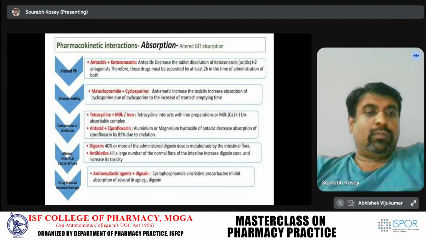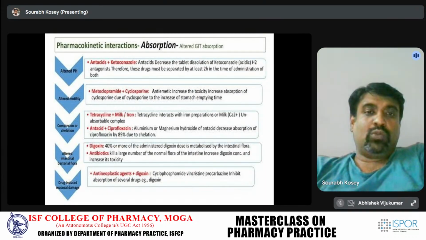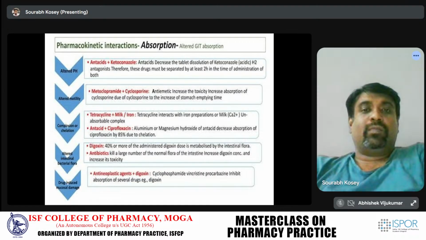Pre-formulation and in vivo factors like pH, complexation, chelation, bacterial flora, and mucosal damage also take place. Altered pH affects GIT absorption, for example antacids plus ketoconazole, where the antacids decrease the tablet dissolution of ketoconazole, an H2 antagonist. Therefore, these drugs should not be given within 2 hours of each other. Metoclopramide plus cyclosporin: the anti-emetic increases the absorption of cyclosporin, increasing its toxicity, due to an increase in stomach emptying time.